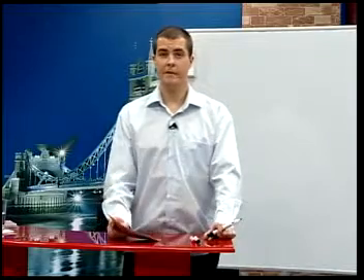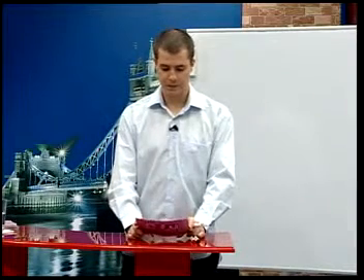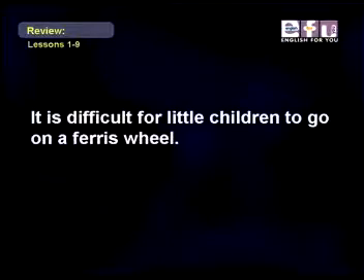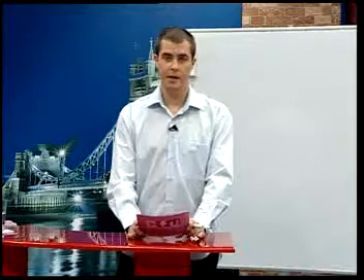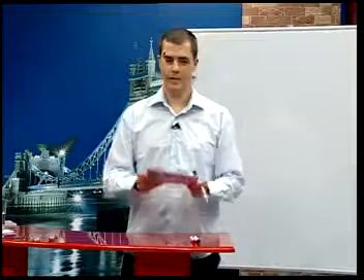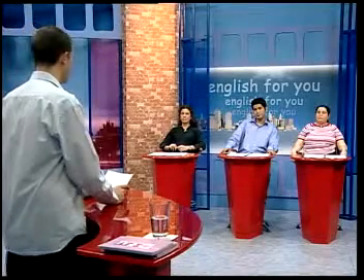I always go on the bumper cars to learn more about car driving. So in this sentence, an infinitive is being used to show the purpose of an action or the reason for doing the action. Next one, it is difficult for little children to go on a Ferris wheel. For plus a noun, as in difficult for children, is often used with an infinitive. Let's practice this.